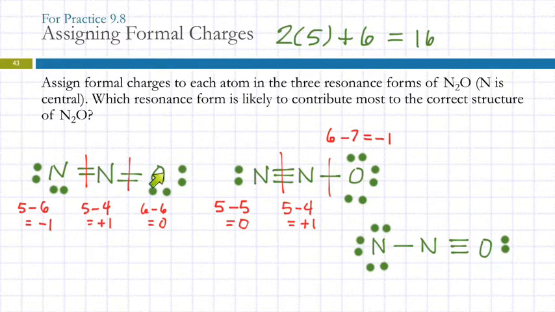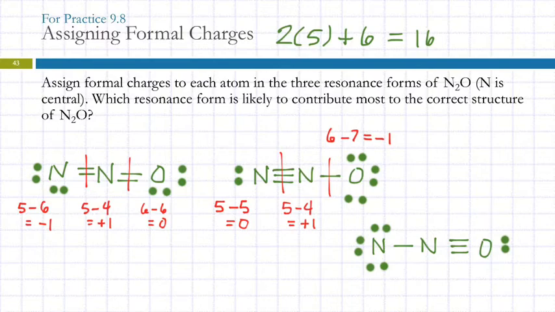So looking at these two structures, we see that we have -1, +1, and 0. Here, 0, +1, -1. The value of the numbers is the same, the magnitude. They're just in different places. But in both situations, they add up to 0, as they should.